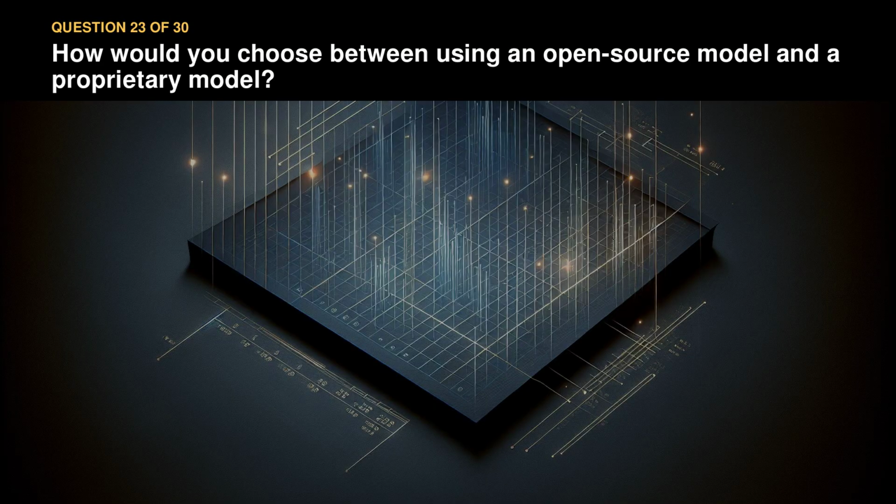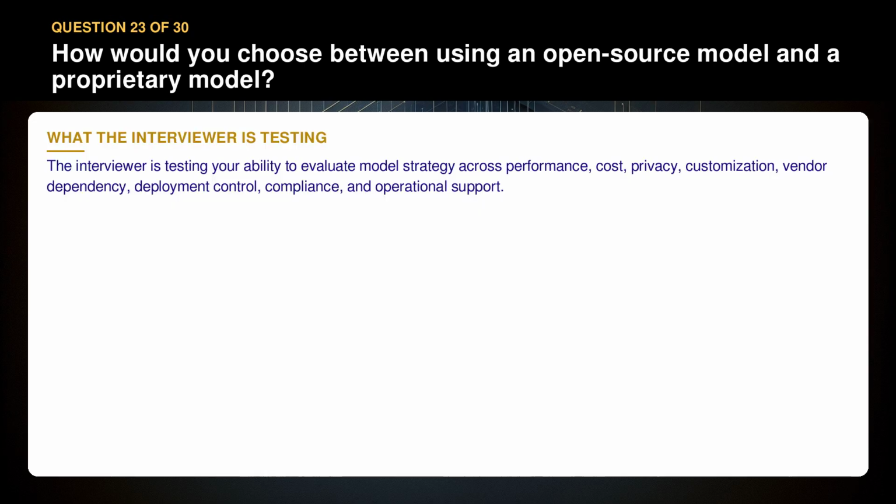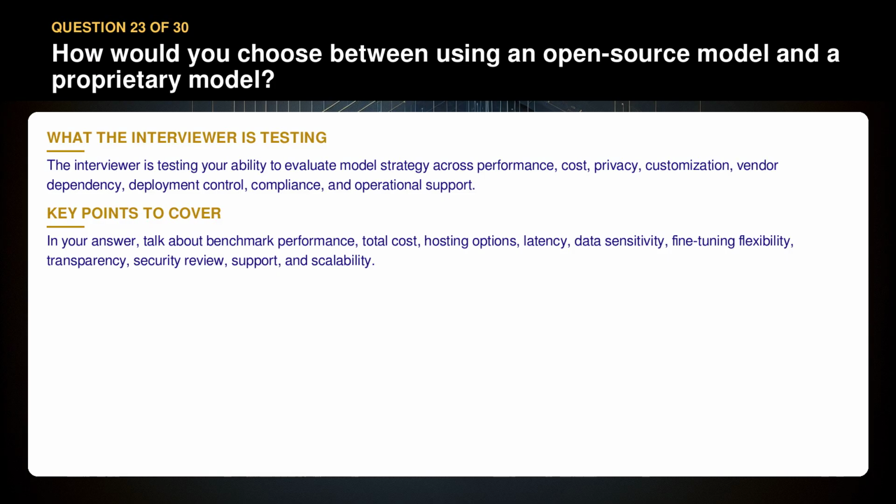Question 23. How would you choose between using an open source model and a proprietary model? The interviewer is testing your ability to evaluate model strategy across performance, cost, privacy, customization, vendor dependency, deployment control, compliance, and operational support. In your answer, talk about benchmark performance, total cost, hosting options, latency, data sensitivity, fine-tuning flexibility, transparency, security review, support, and scalability.